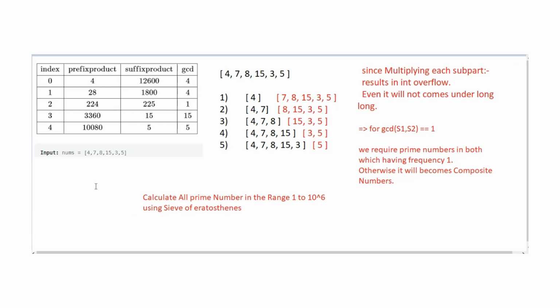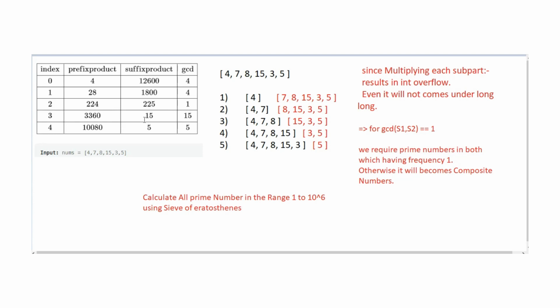So this is for the prefix part. We need to calculate the suffix product as well. Rather than calculating it again, we create one suffix product array and apply the same concept: first we check whether that number is prime or not. If that number is prime, we increment its count in the suffix product map, and in the earlier map we will decrement that value, because there might be a chance that the number comes in the previous subpart as well.